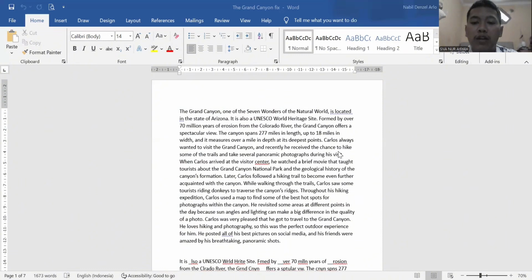Carlos always wanted to visit the Grand Canyon, and recently he received the chance to hike some of the trail to take several panoramic photographs during his visit. When Carlos arrived at the visitor center, he watched a brief movie that told tourists about the Grand Canyon National Park and the geological history of the canyon formation. Later, Carlos followed a hiking trail to see even further across the canyon.